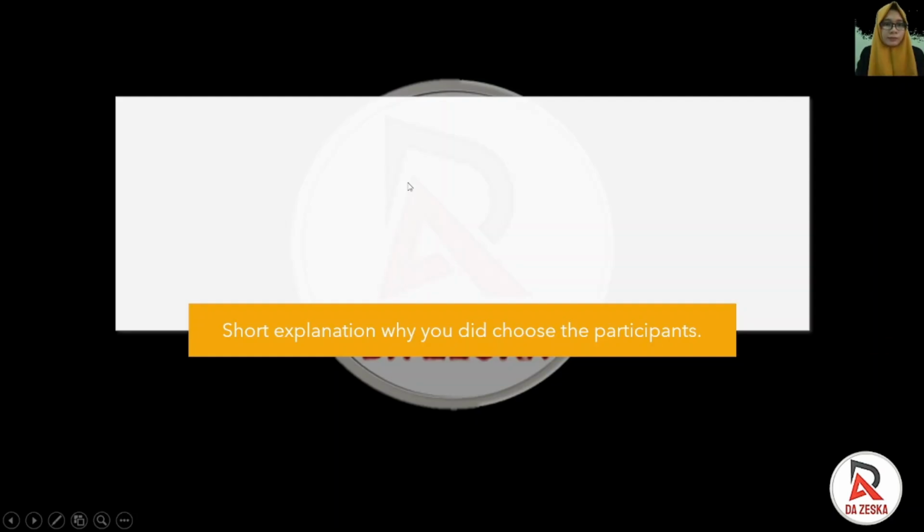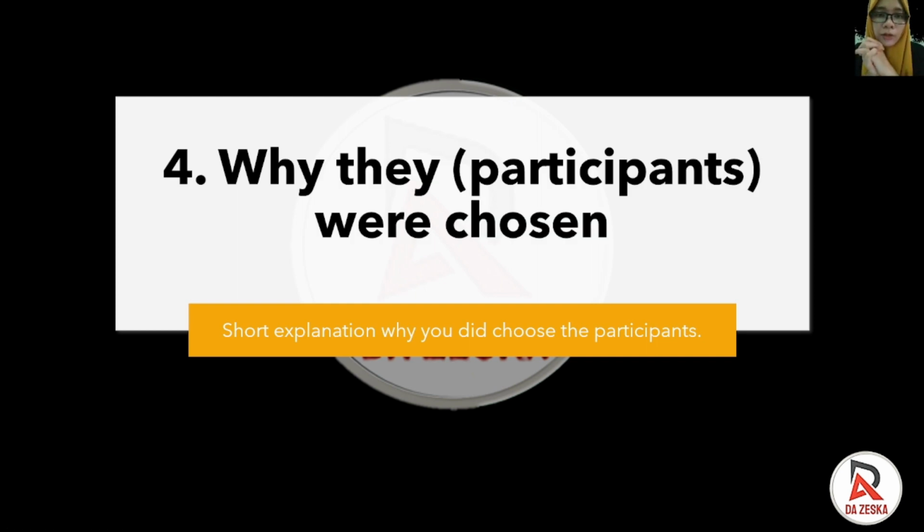Okay, and this is the fourth point for the structure of your presentation report or your writing report: why the participants were chosen. This part is for telling why you chose the participants. You may think about the answer by referring to the previous points, like the nature of the report, the participants' background, and how the participants' background fits your interview goals, for example. So you may mention that reason. You can have a short explanation of why you chose the participants.